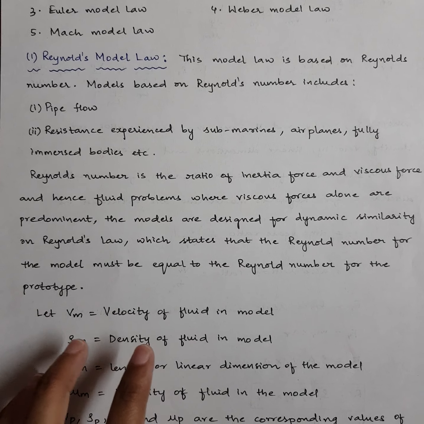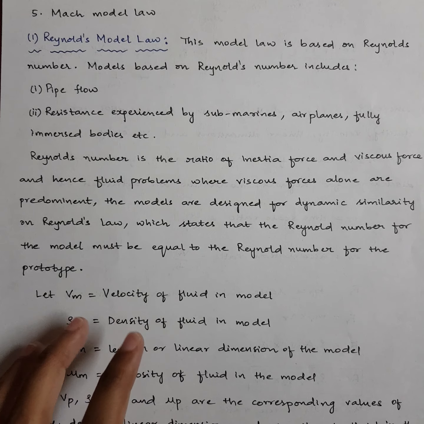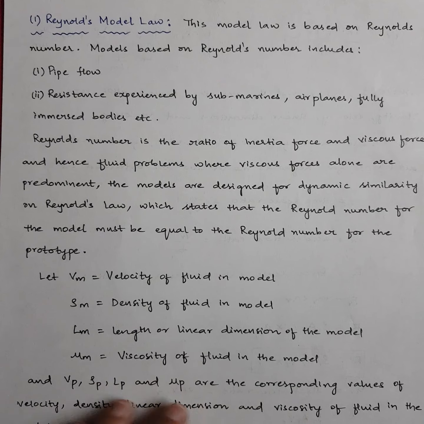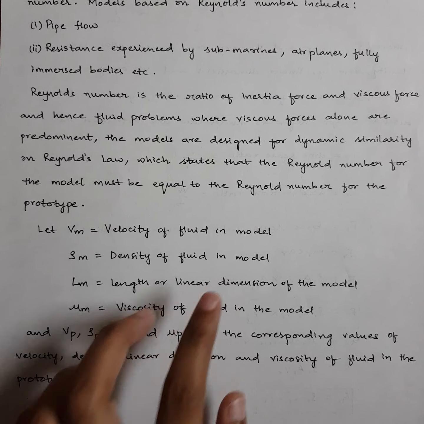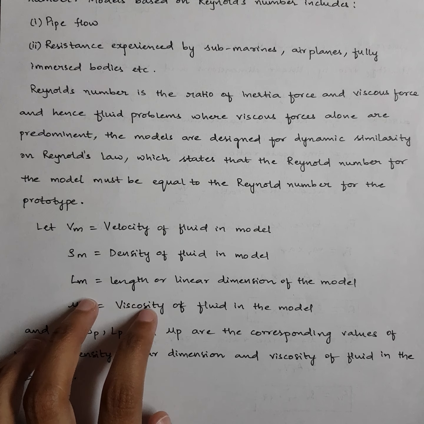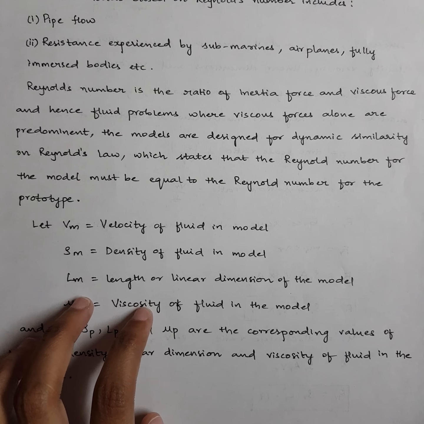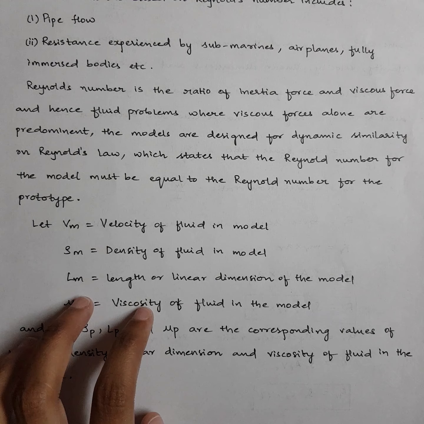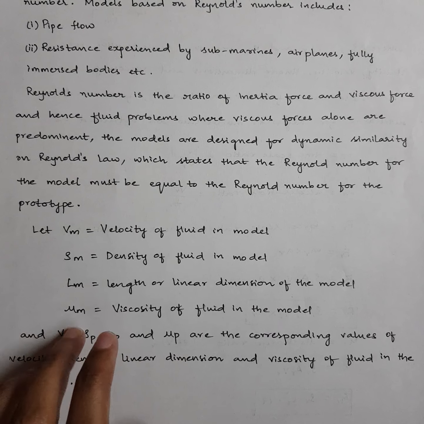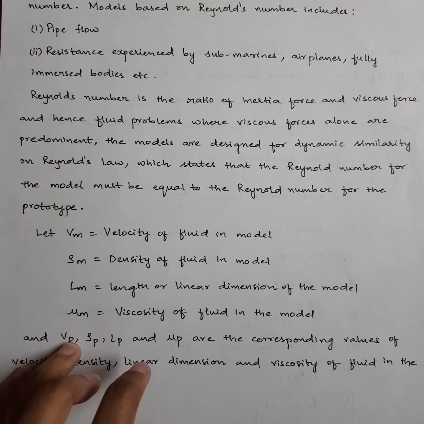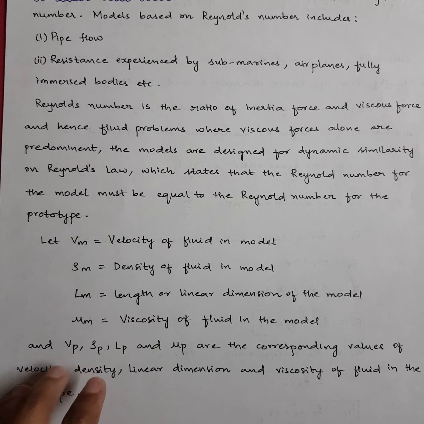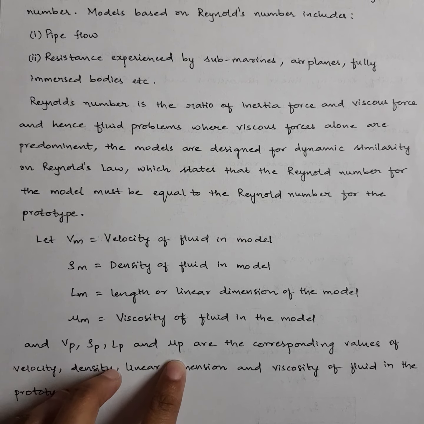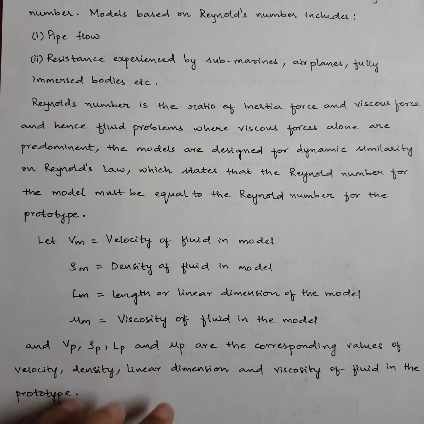Now I'll consider the model and prototype for dynamic similarity. Vm is the velocity of fluid in the model, ρm is the density of fluid in the model, Lm is a linear dimension. It could be length, breadth, diameter or width, whatever linear dimension of the model. μm is the viscosity, or dynamic viscosity, of the model. And obviously Vp, ρp, Lp, and μp will be the corresponding quantities in the prototype.